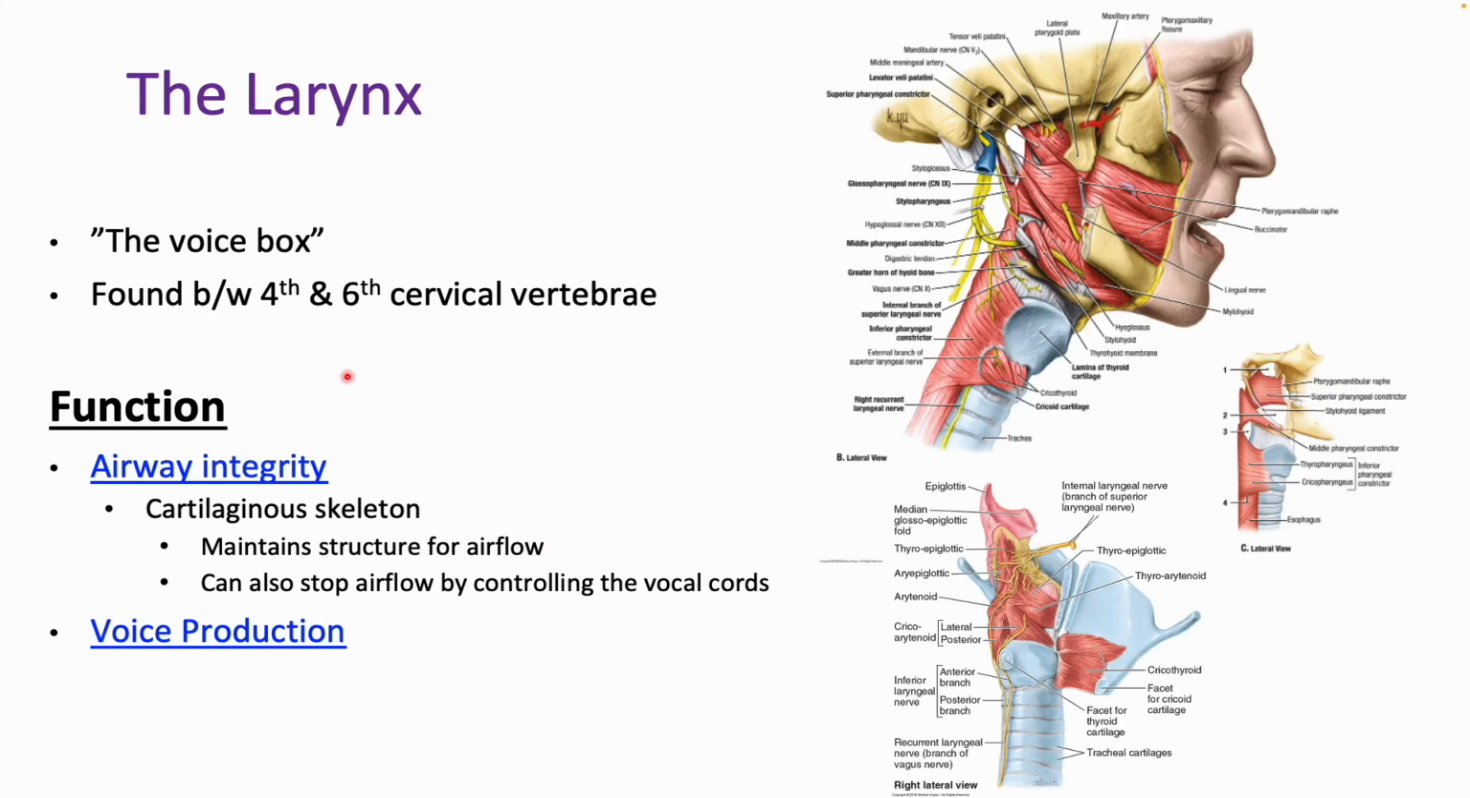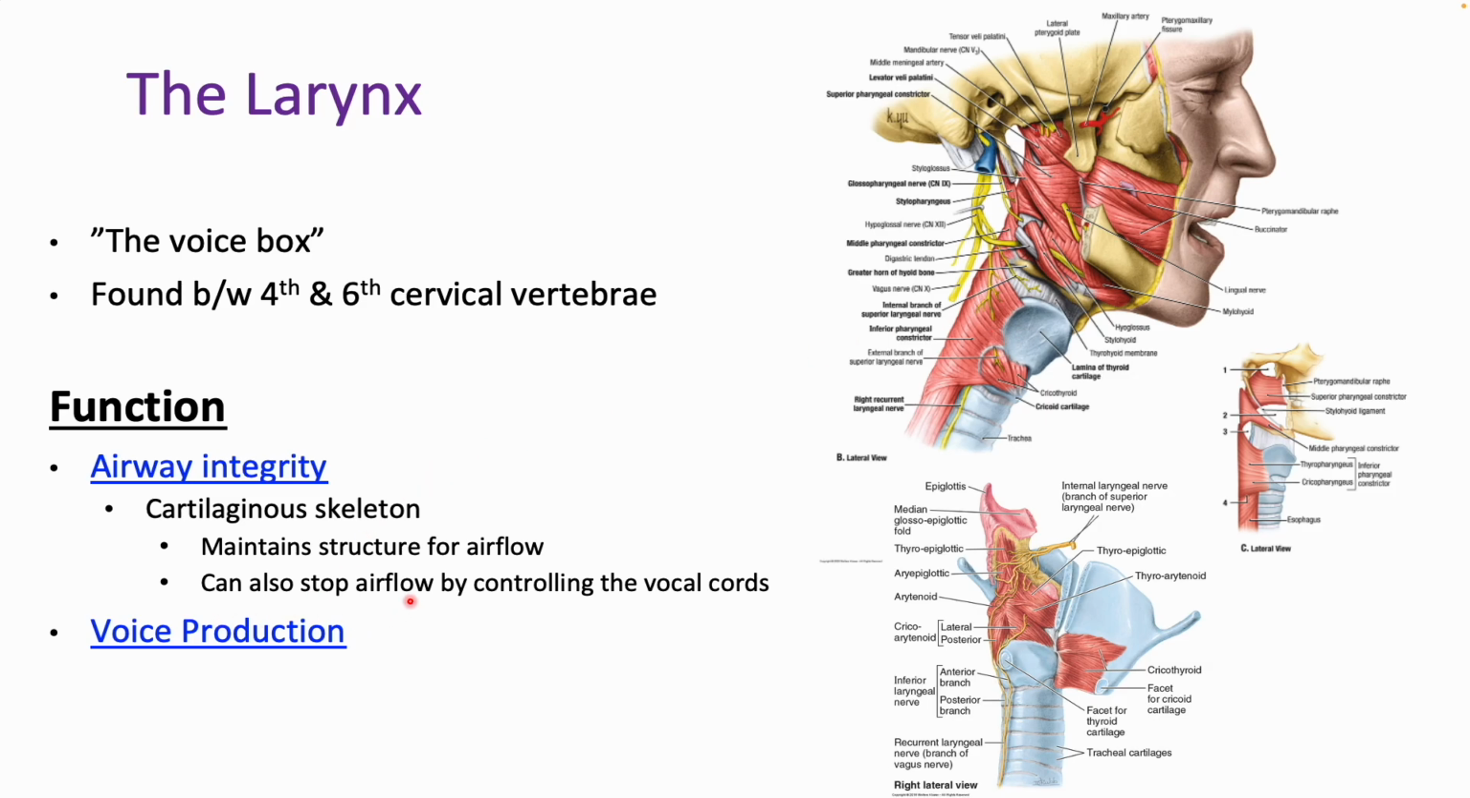And so the larynx can commonly be referred to as the voice box, and it's found between the 4th and 6th cervical vertebrae, so right around this region. And it's going to have two primary functions. The first one is going to be airway integrity. So the larynx has this cartilaginous skeleton, which is going to maintain structure for airflow to pass through.